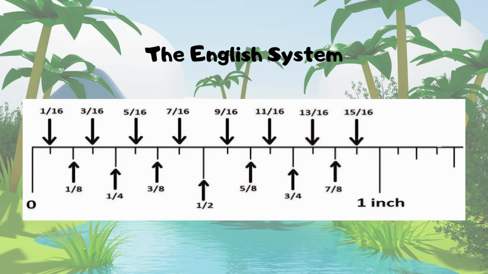The English system of measurement was used in medieval England, which evolved from the Anglo-Saxon and Roman systems. The basic units for length or distance measurements in the English system are the inch, foot, yard, and mile. In the English system, the inch is divided into 16 graduations, and the smallest graduation is read as 1/16 inch.